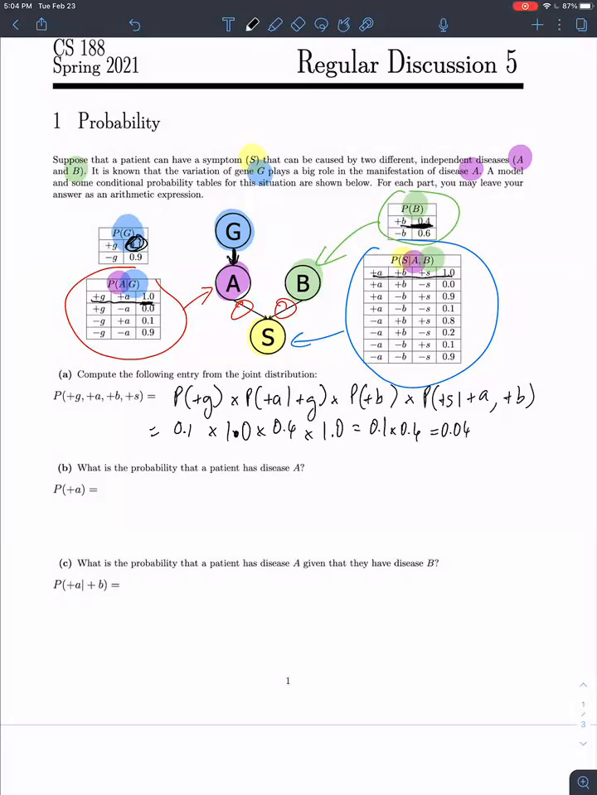Hopefully this gives you a sense of what is going on with these Bayes networks, and how you actually get probabilities out of them. All right, let's remove some of my scribblings.